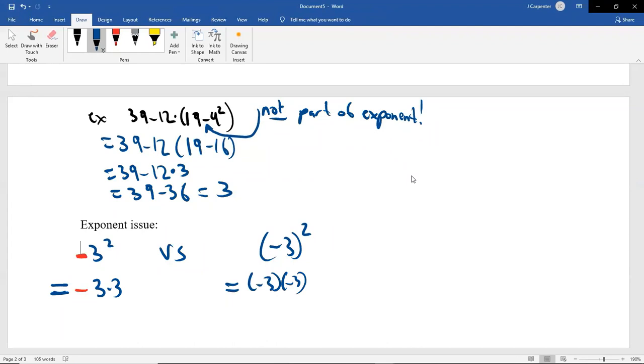You technically don't need the parentheses around the first one, but most people put it anyways. And look at the answers. The first one's going to be negative 9. Negative times a positive is a negative. And the second one's going to be a positive 9.